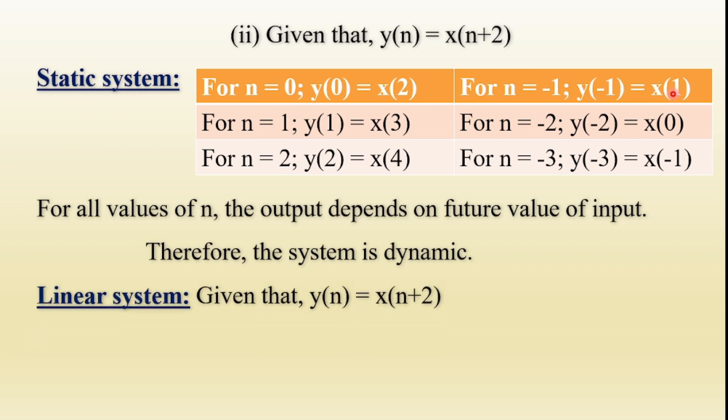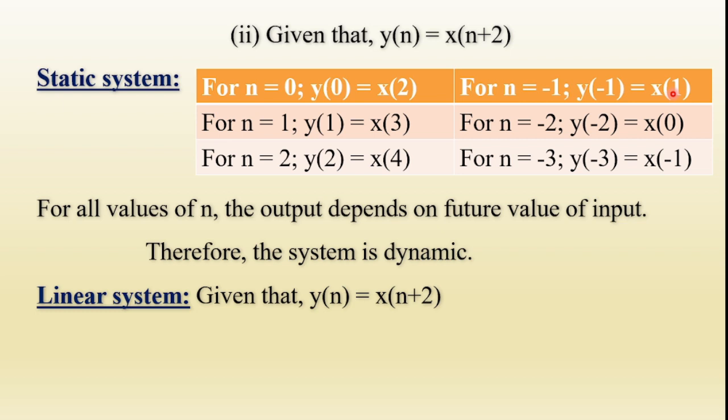Next, check whether it is linear or non-linear system. So the given system is y of n is equal to x of n plus 2. And what is the statement of the linearity property? Transformation of a x1 of t plus b x2 of t is equal to a y1 of t plus b y2 of t. And that is the linearity property in continuous case.